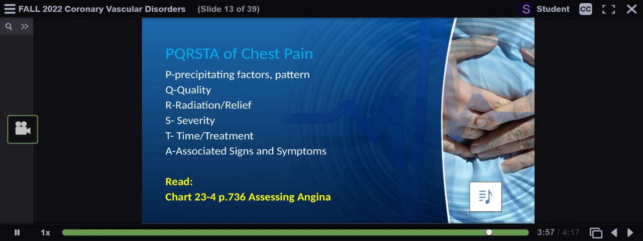Okay, so to add more to this, chart 27-4 on page 760 is a way to gather information about the symptoms and activities, especially those that precede and precipitate attacks. So again, guys, PQRSTA of chest pain. Do not forget that.